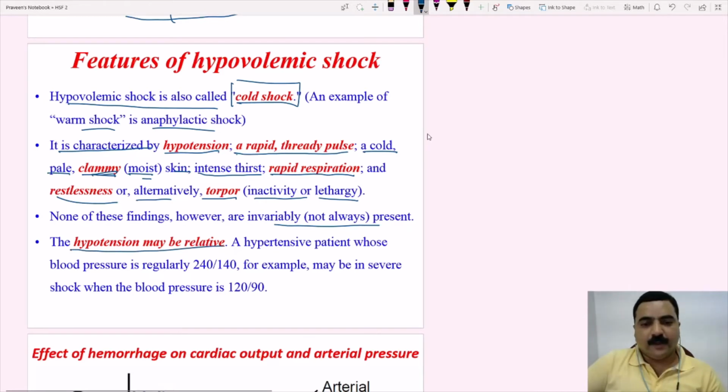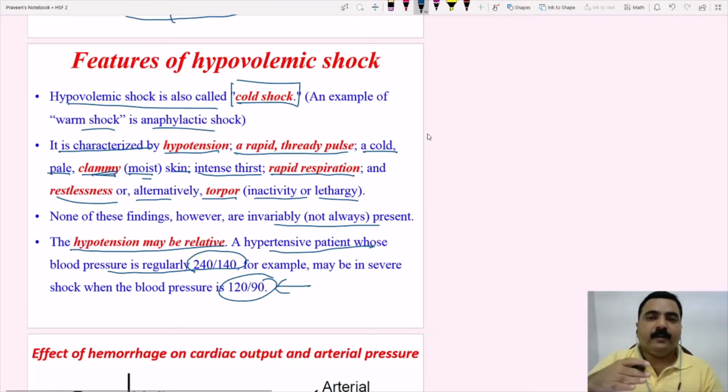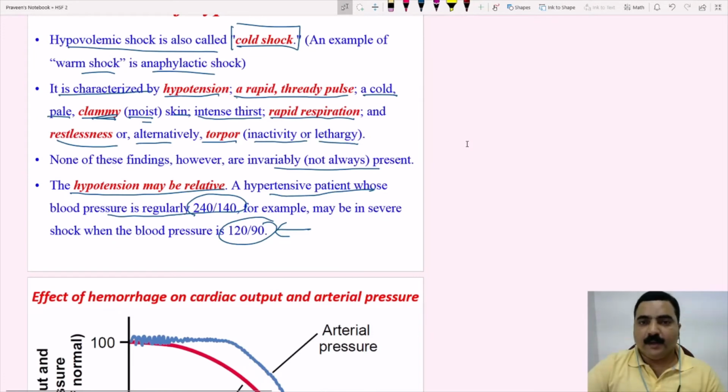But hypotension may be what? Relative. So for example, a hypertensive patient whose blood pressure was regularly in this range, when they go into shock, it may be in this range. So if the patient comes to the clinic and you just read this value, you may feel, oh, this patient is having a normal blood pressure, but it's not like that. Whatever blood pressure the patient had, it will be dropped due to the hypovolemic shock. Okay, so be careful with that. It is relative, so the hypotension is relative.